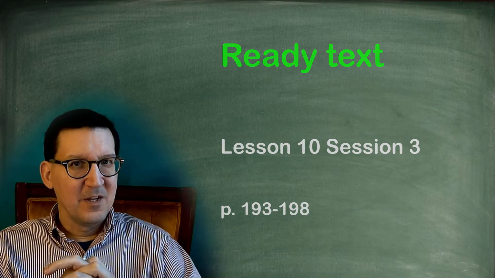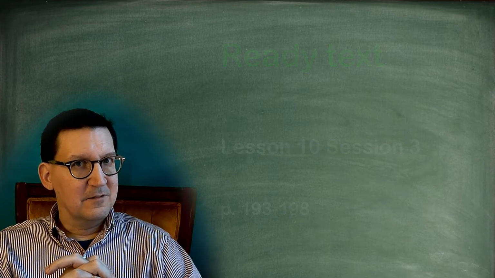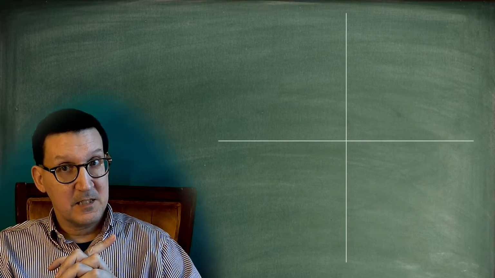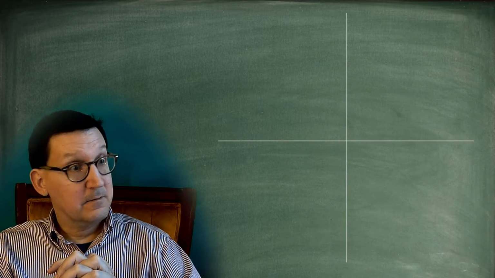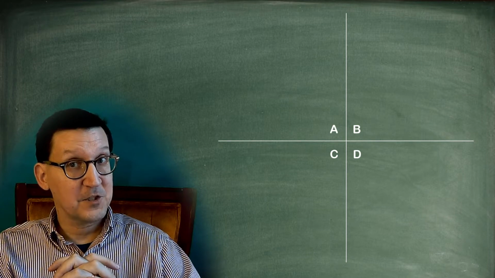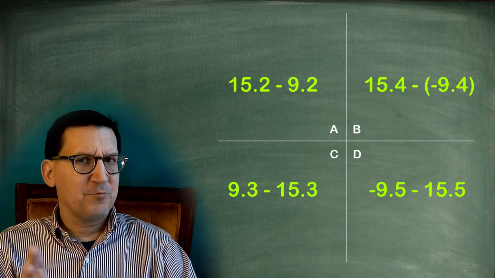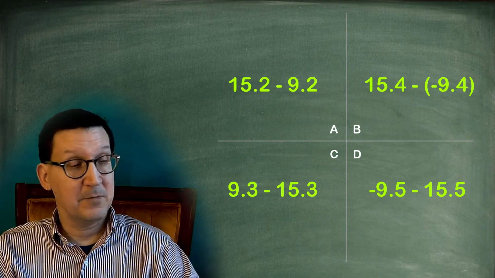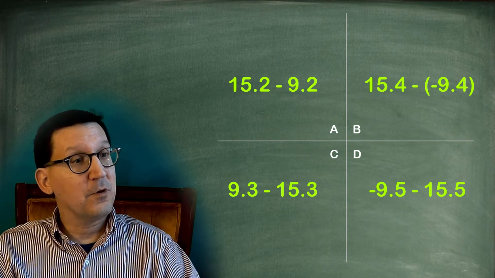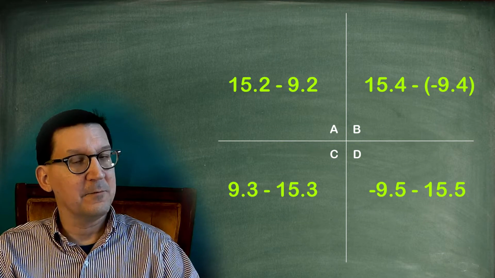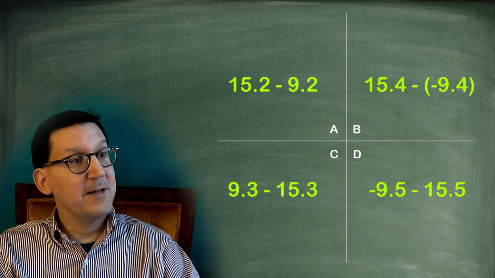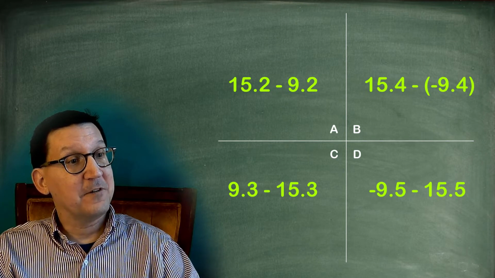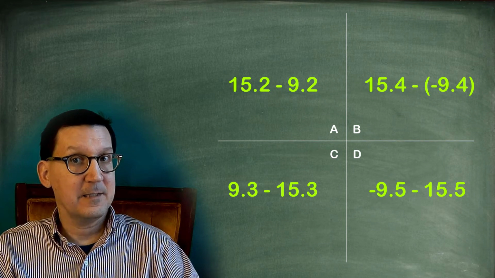So, first of all, let's warm up our brains. As normal, we got 4 boxes, 4 letters, and we have 4 expressions. These are our expressions for today. 15.2 minus 9.2 in box A. 15.4 minus a negative 9.4 in box B. 9.3 minus 15.3 in box C. And negative 9.5 minus 15.5 in box D.